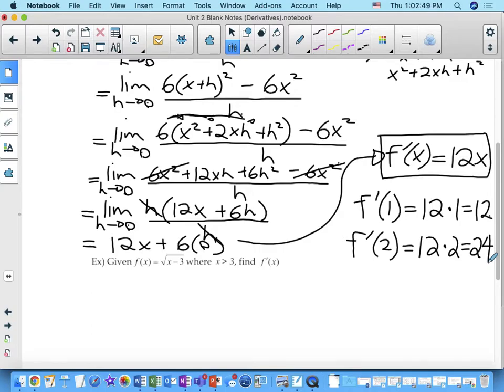Okay, now this is pretty handy, this generalization, because this really speeds up that process that we did a few minutes ago.